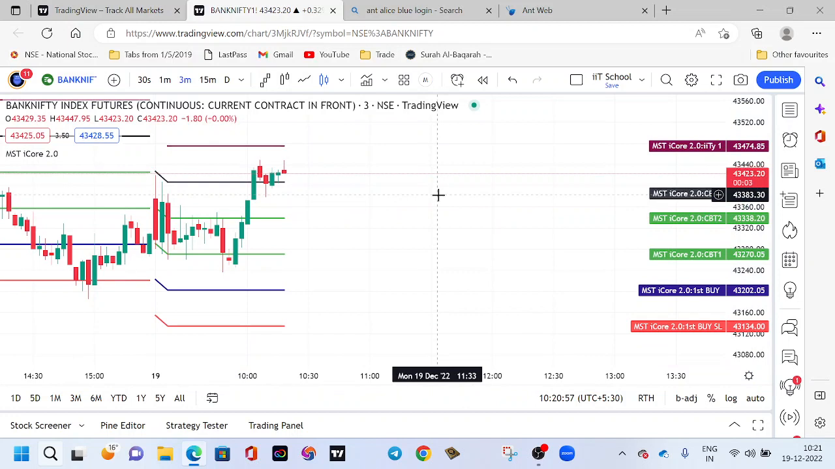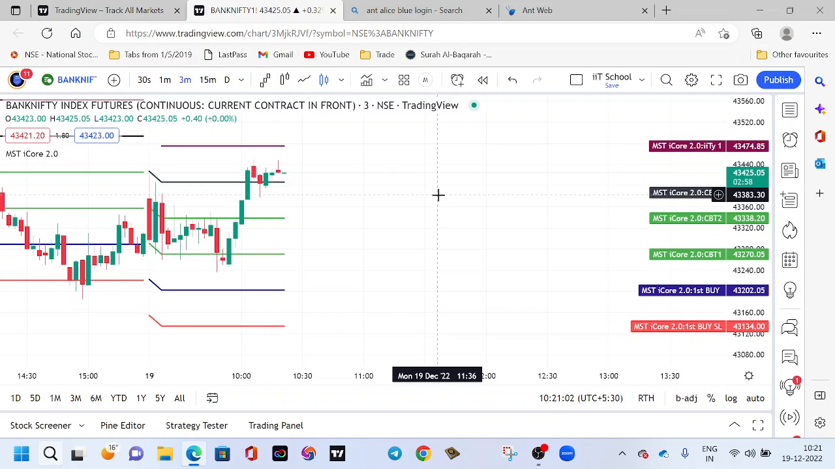It is very simple to use this indicator, and we are also teaching you some other price action method along with this indicator so that you will never lose in this market.